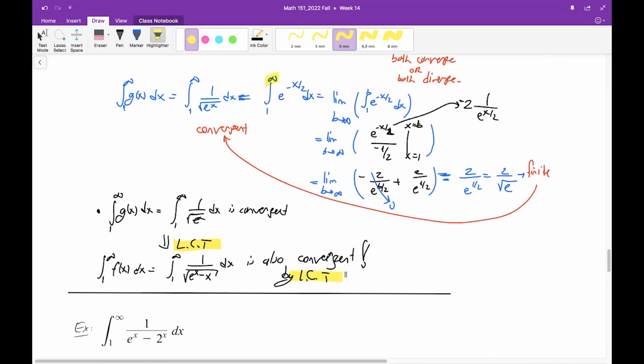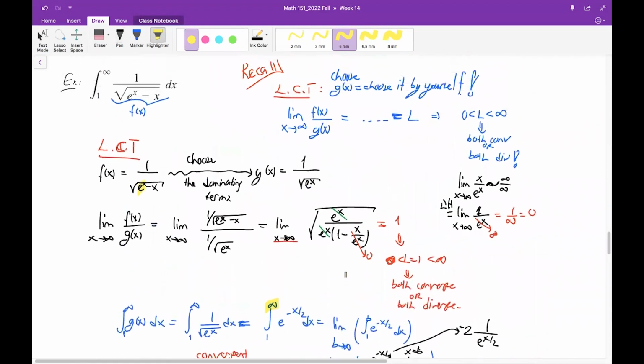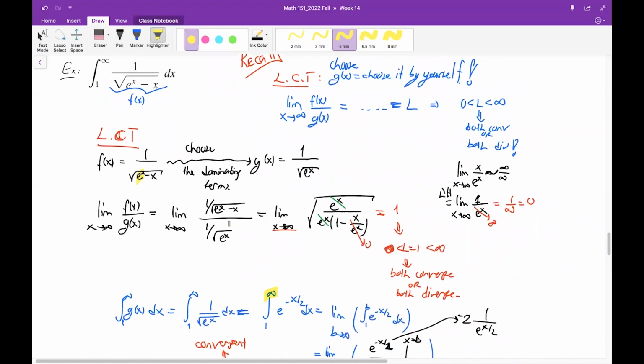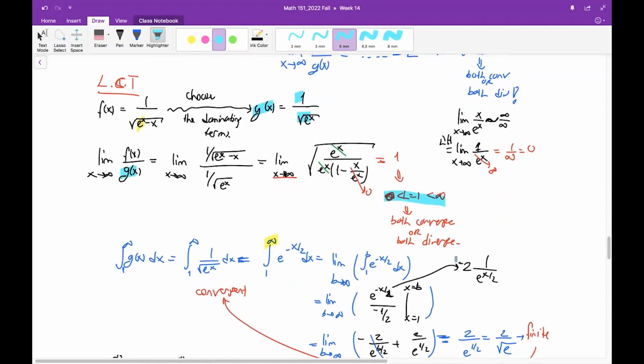So that's how you should apply the limit comparison test. It seems a bit long, but it's not. I wrote too much. You can write a summary of it. First of all, you need to choose some other function, g of x, to be used in the ratio of the limit. Compute the limit. Once you find the limit between 0 and infinity, you can use this conclusion.